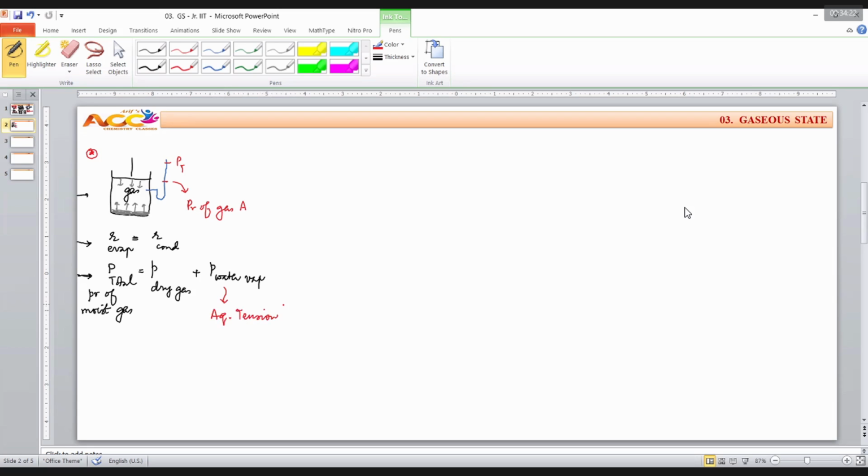Partial pressure of water vapors is scientifically known as what? Yes, aqueous tension. Today we are learning a new point in our life, aqueous tension. What is aqueous tension? Very simple, sir. Aqueous tension is the pressure of water vapors over its surface. Yes. Okay. Now, that means Dalton's law of partial pressure is applicable to find out aqueous tension.